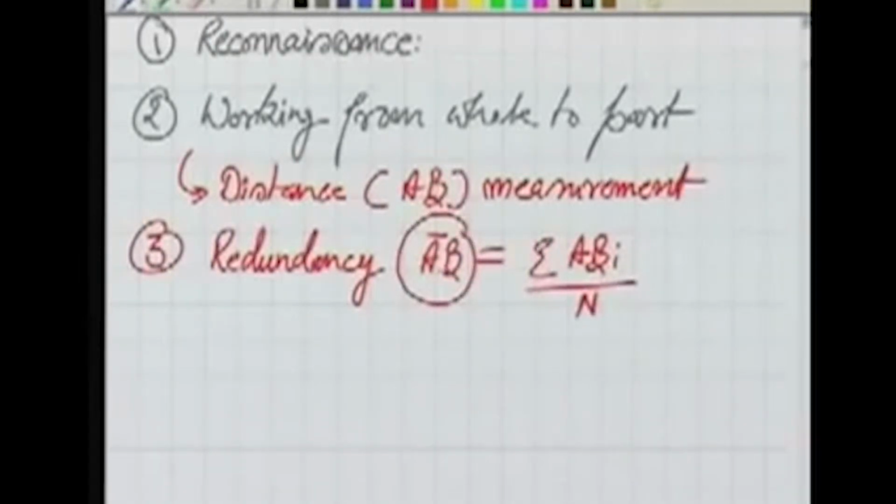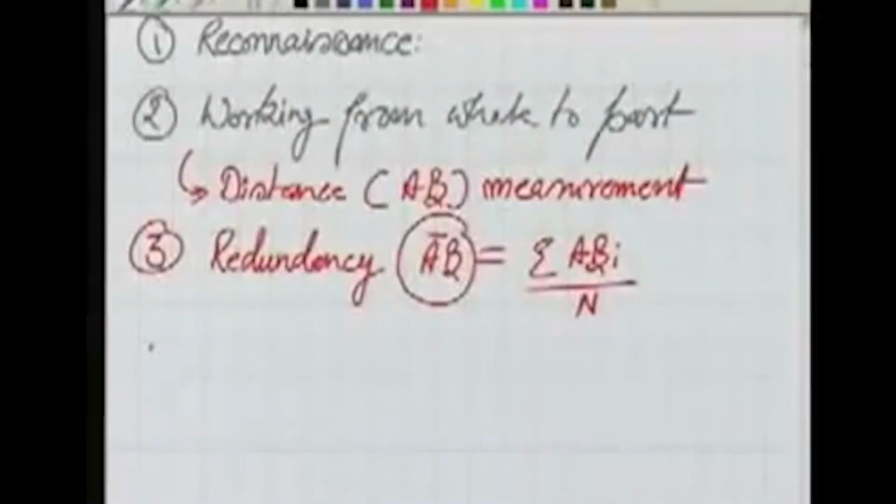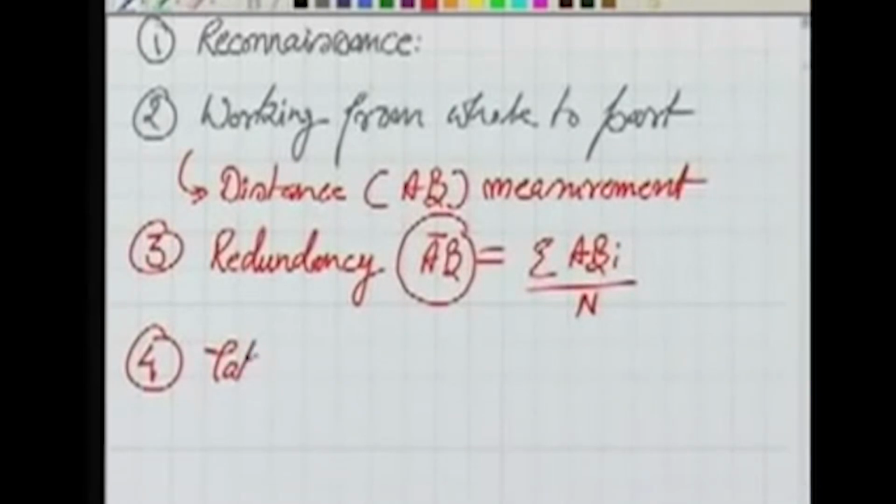This mean length means you are more sure about the correctness, the accuracy of this mean length. Well, we know this AB measured now. What is the next? The next step will be step number 4, that is about taking offsets.